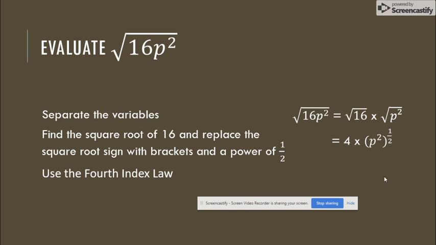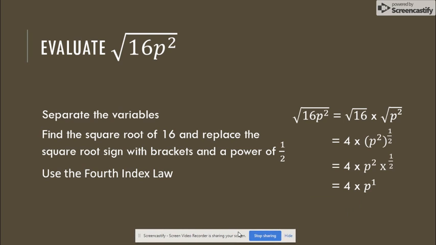Use the fourth index law. The fourth index law is p squared to the power of a half, so you multiply the powers. 2 times a half gives you 2 over 2, which gives you 1. So therefore, you've got 4 times p to the power of 1. Simplified, that would be 4p. So your answer there is 4p. What you're doing is separating them, getting rid of the square root and giving it the power of a half, multiplying your powers, which gives you 1 in this instance, and simplifying.